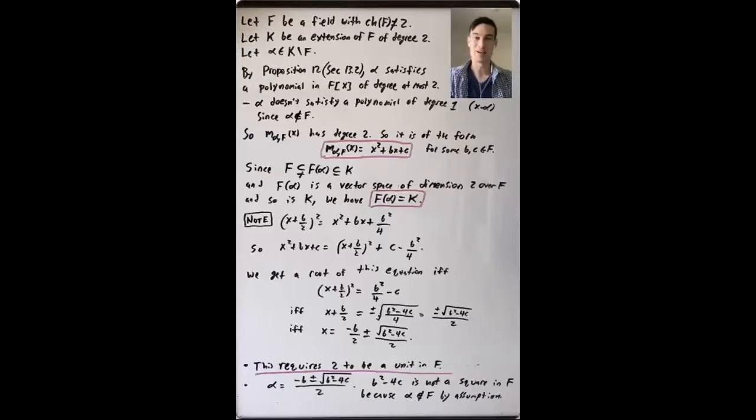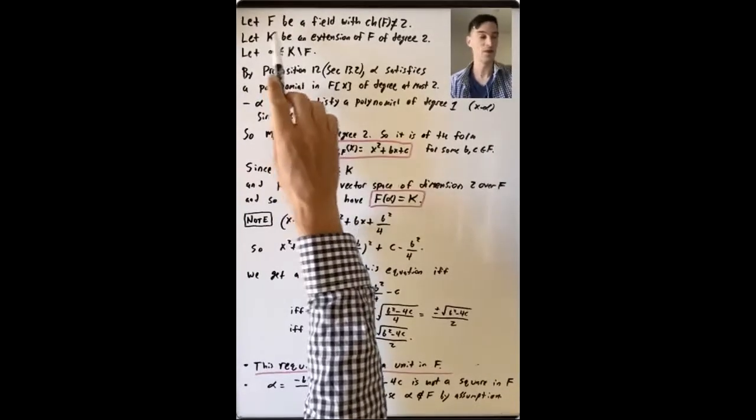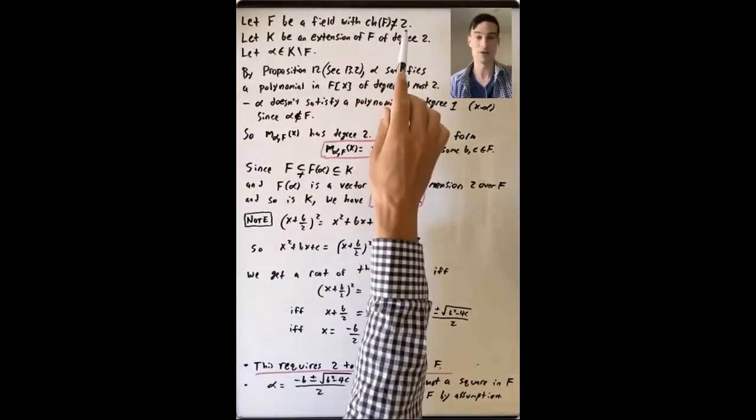Start this lecture by talking about quadratic equations and quadratic extensions in fields of characteristic not equal to 2. So this characteristic not equal to 2 assumption is really important. I'll say something about that below. All right, so here's the setup. Let's say that F is a field with characteristic of F not equal to 2.